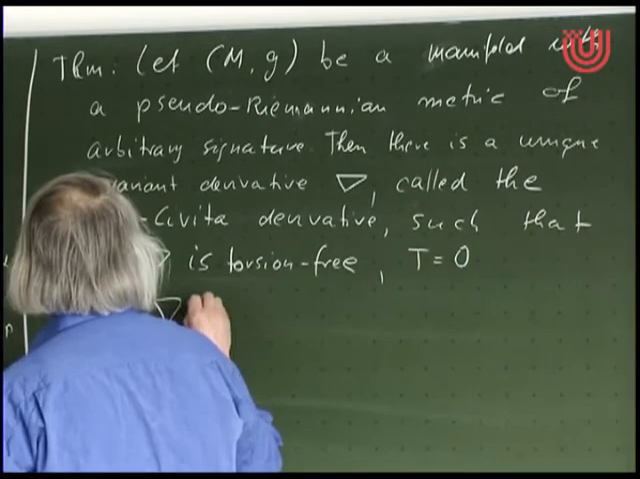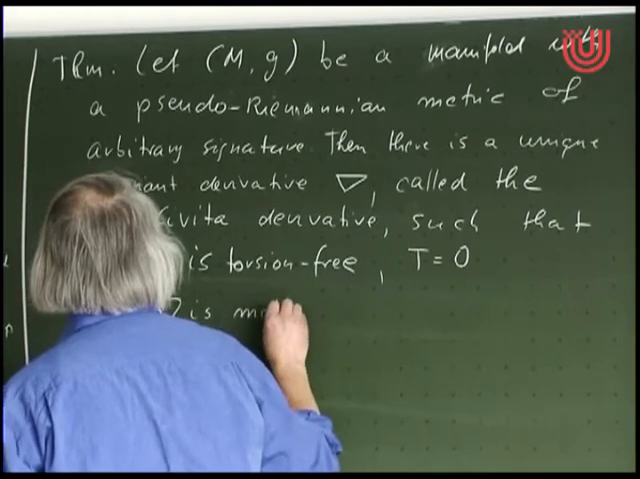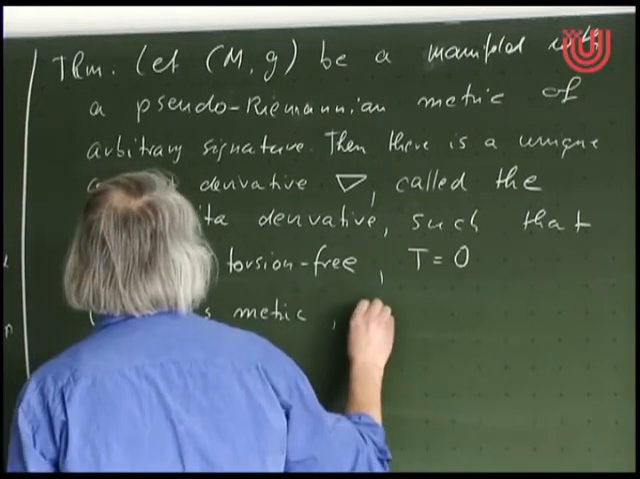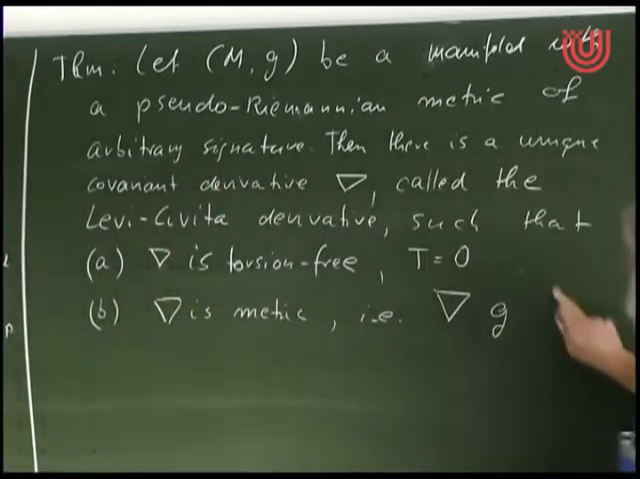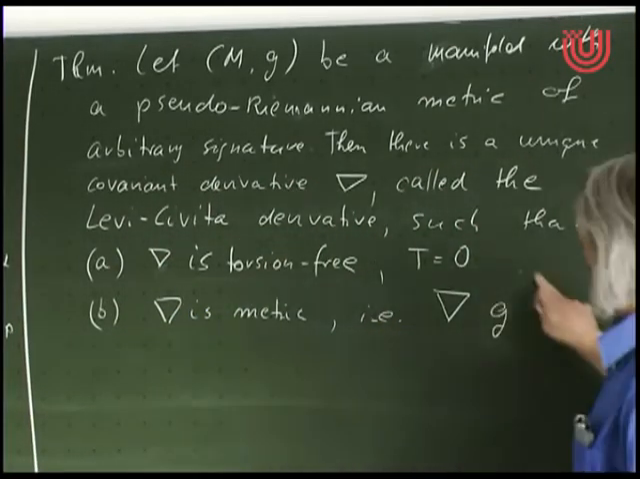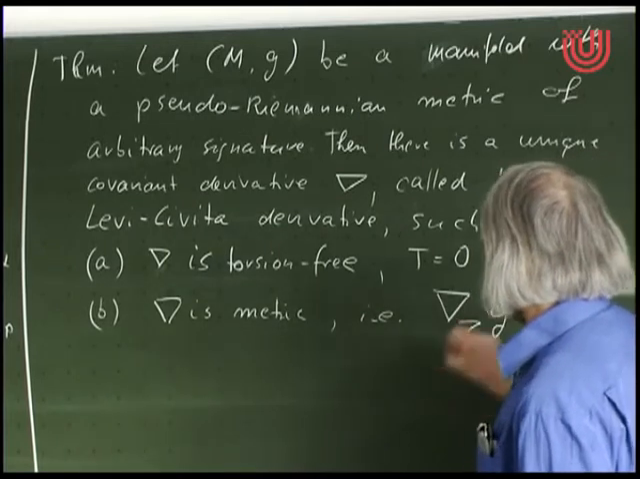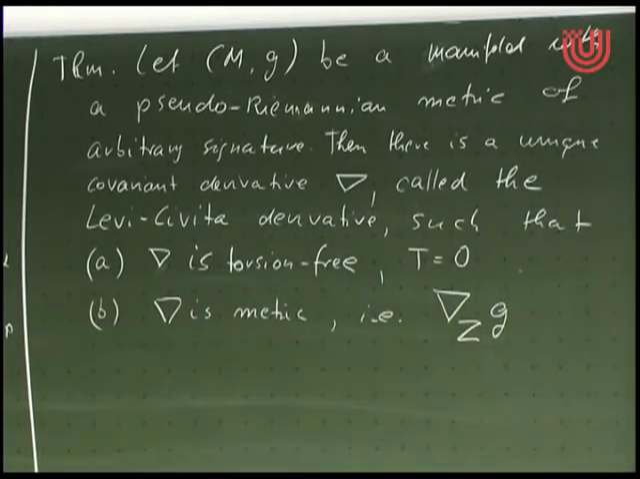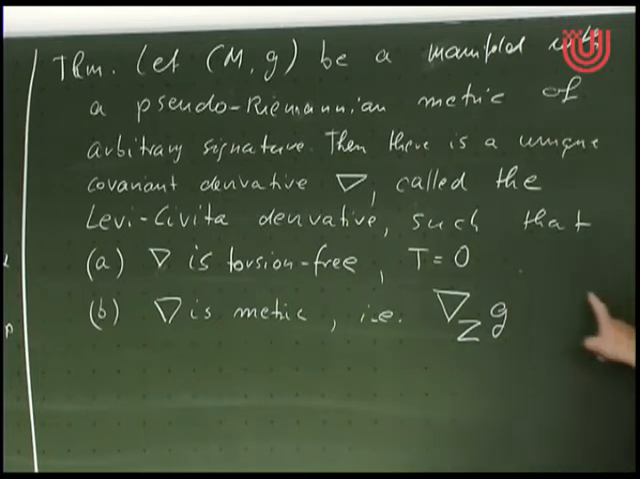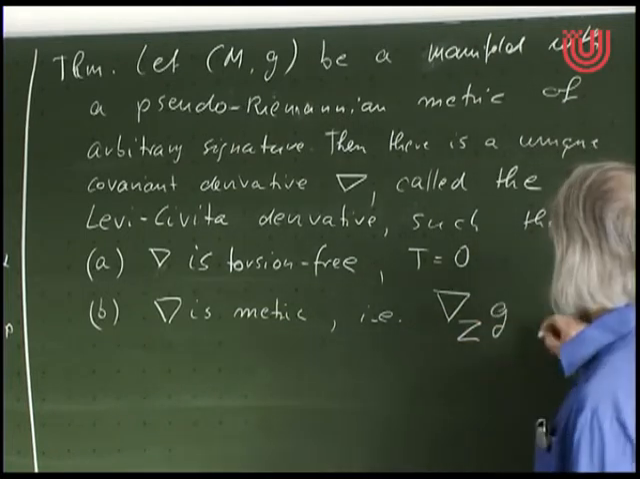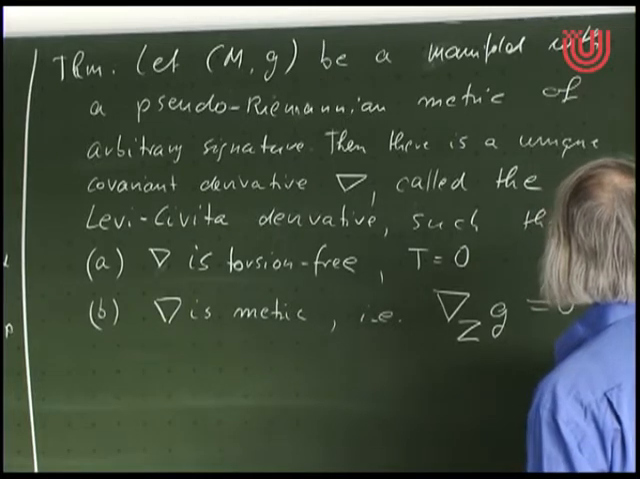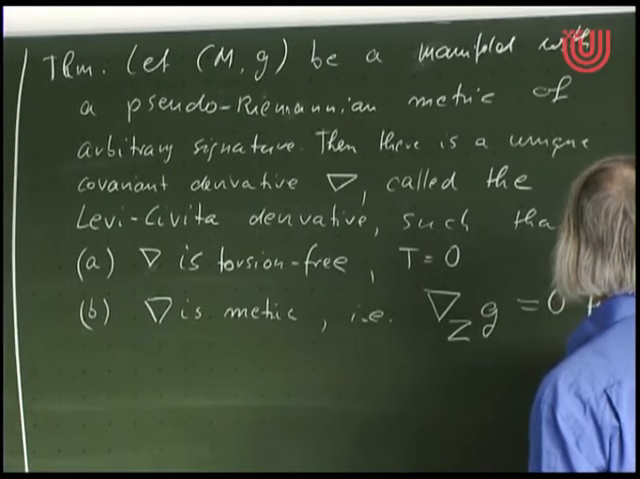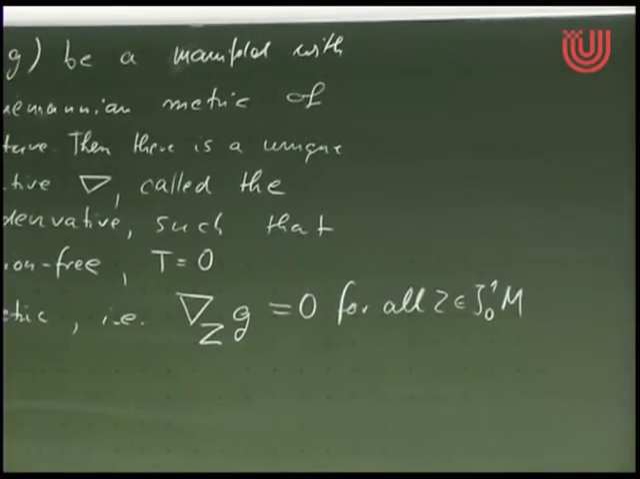And the second property is what is called metric. This means the following. This is a tensor field, so I can calculate covariant derivatives of this in the direction of any vector field Z. This gives me again a tensor field of the same rank as g, and the claim is that this is 0 for all vector fields Z. So then we say the connection is metric.